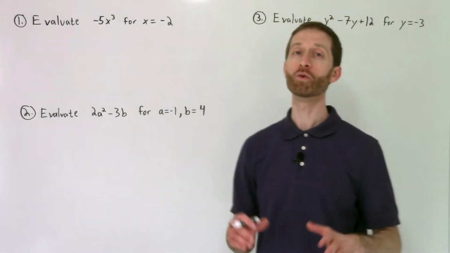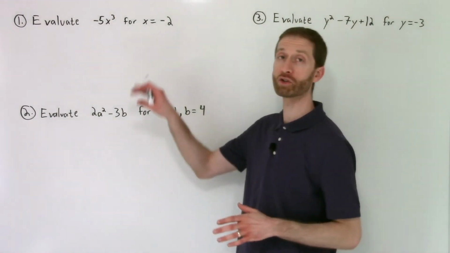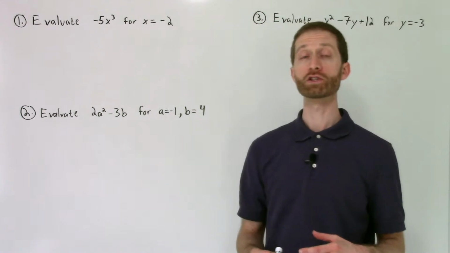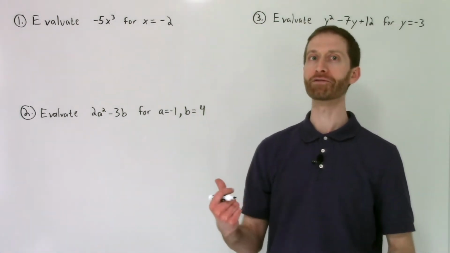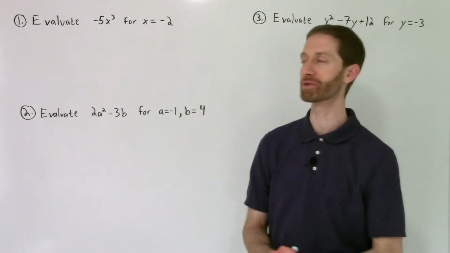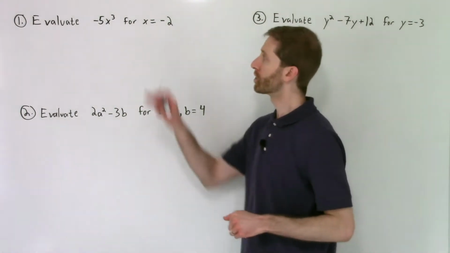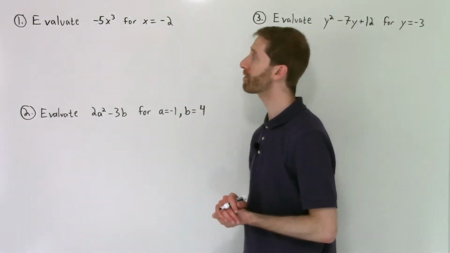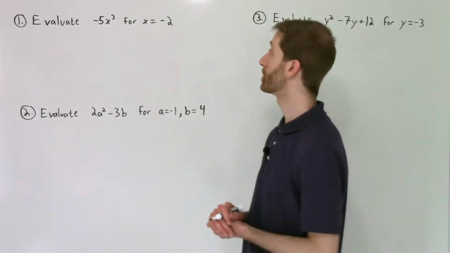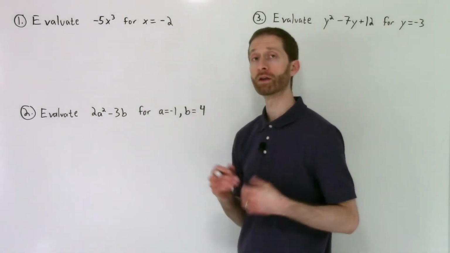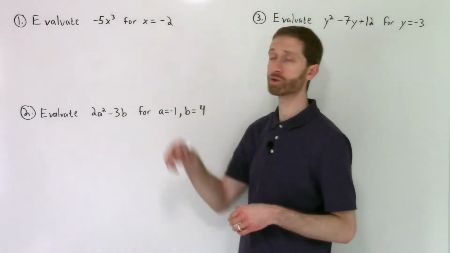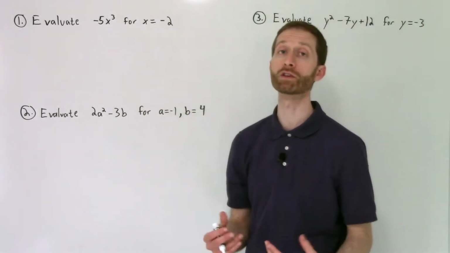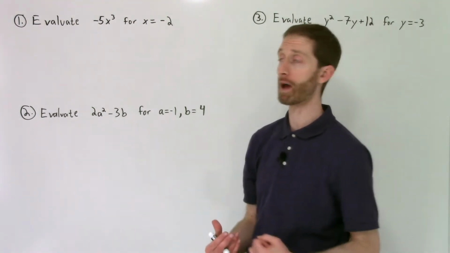In this video, we are going to go over how to evaluate algebraic expressions using the order of operations with negative numbers as well as positive numbers, namely just integers. So here it says evaluate -5 times x cubed for x equals -2. In an earlier video, I showed you how important it is that when we evaluate an algebraic expression, we're using parentheses so that we're following the proper order of operations.